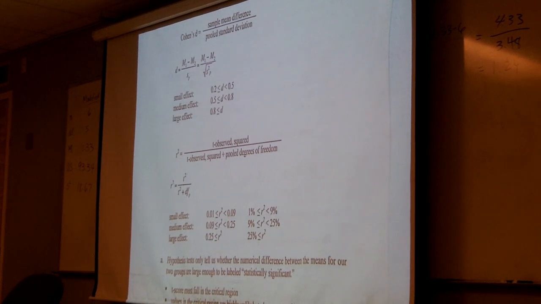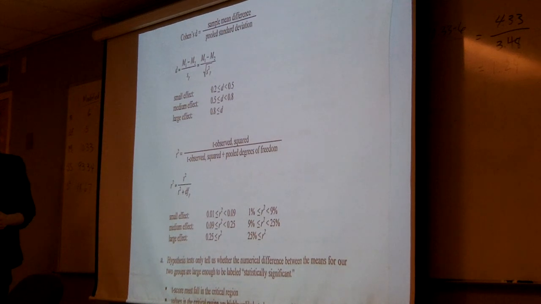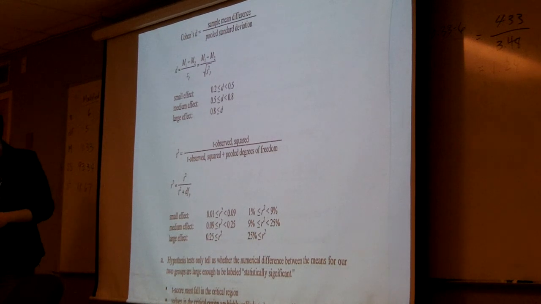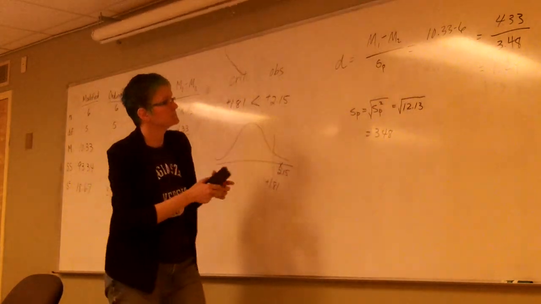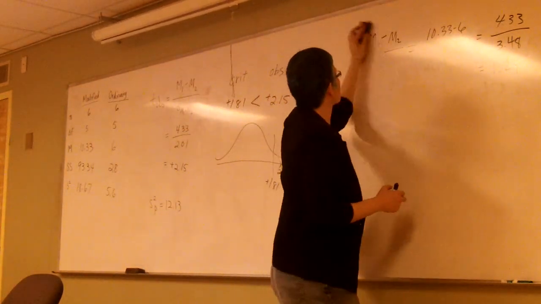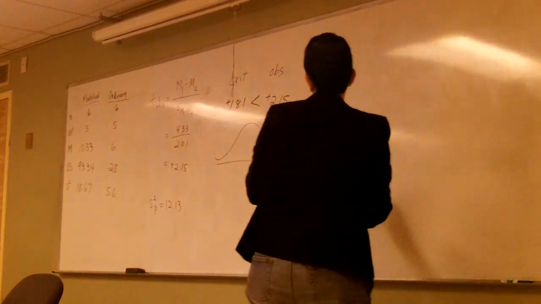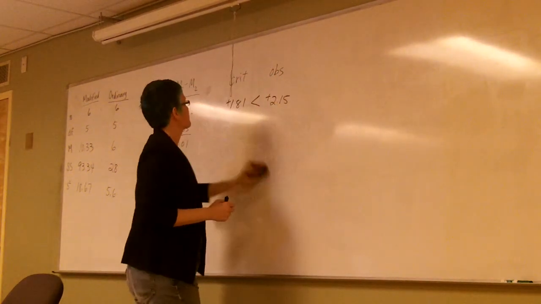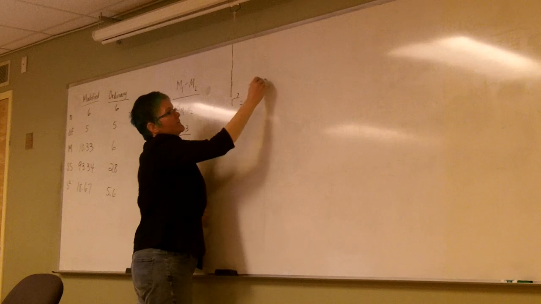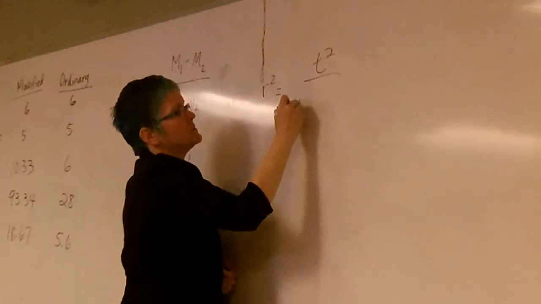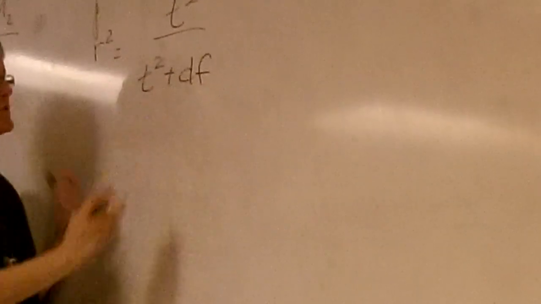Right. So we have a large effect. Now, typically, Cohen's d and R squared give us similar reports of effect size. So with a Cohen's d this large, I would also expect that R squared would be quite large. So let's go ahead and do that calculation just to see. The formula is t squared over t squared plus degrees of freedom.